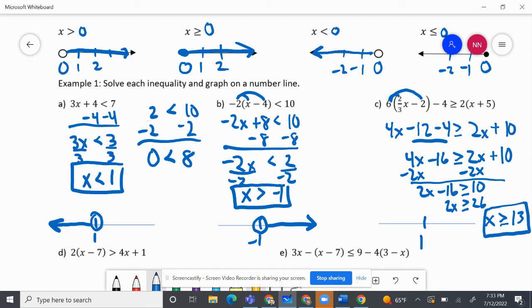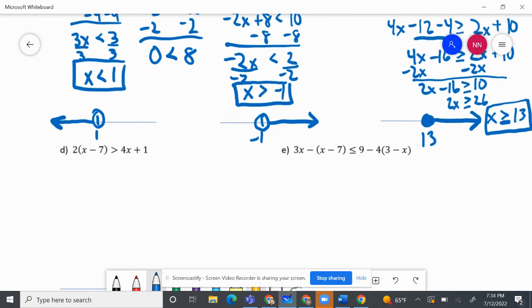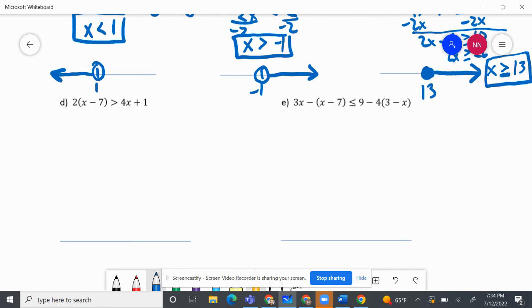I'm going to put the 13 in the middle. I put a closed circle because it actually includes it. That's what the line underneath means. And greater than means I go to the right, all the values that are larger than 13. Okay, pause the video and try D and E on your own.